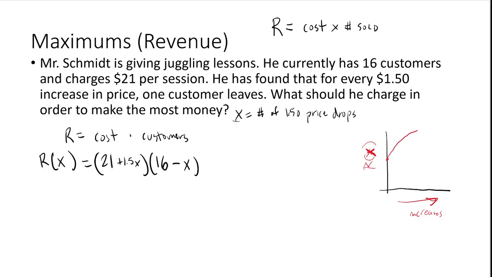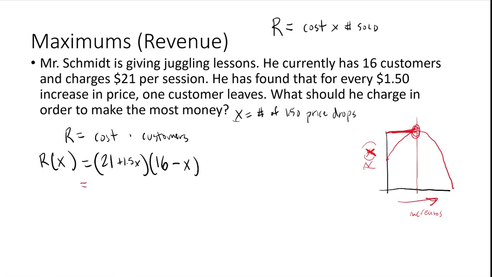Eventually, he's going to start charging so much that he's not going to have enough customers and he's going to be making less money. But after some number of customers, he's going to have an ideal situation where he's maximizing the amount of money that's coming in. So that's what we're trying to find here, right? It's a maximum. So we just multiply this stuff out.